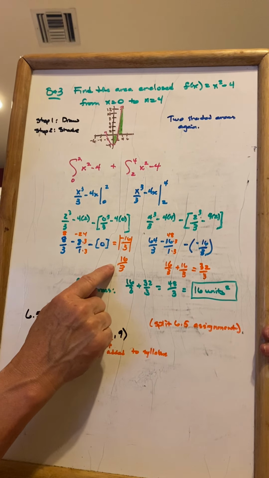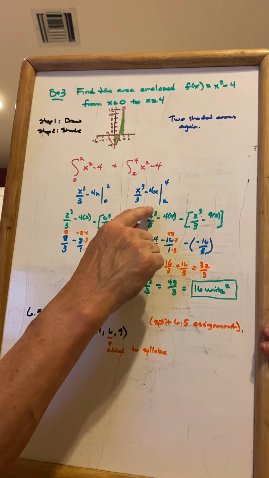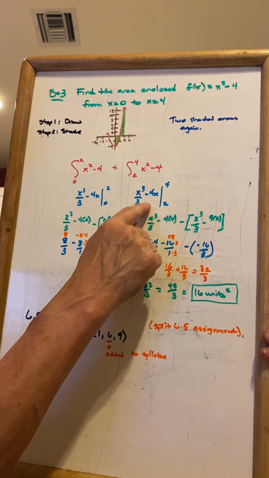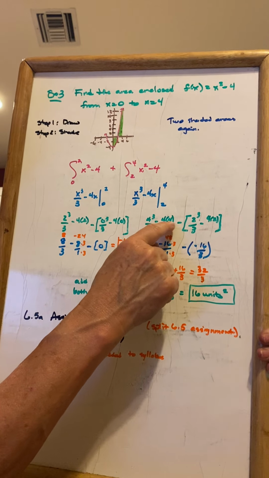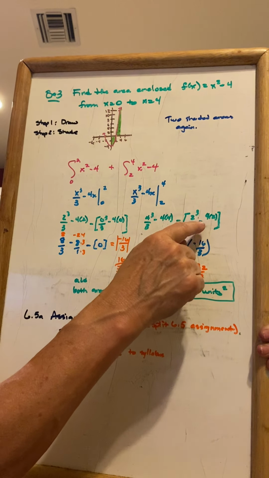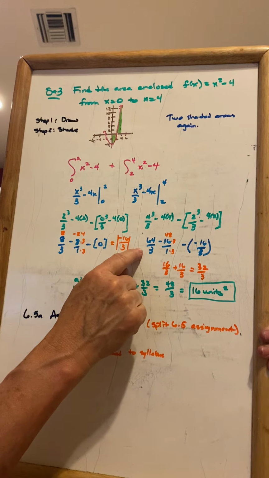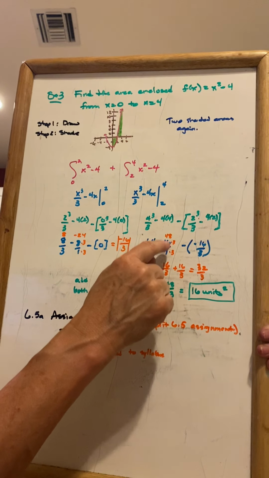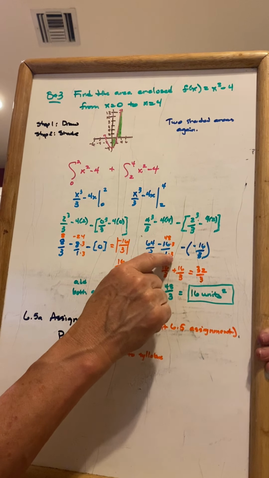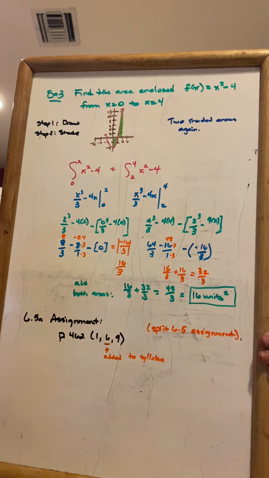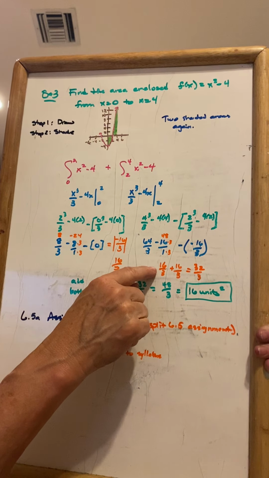All right, I'm going to go up to the blue over here for the second half. I already have it integrated, so I just put 4 in. So I have 4 cubed over 3 minus 4 times 4 minus the quantity of 2 cubed over 3 minus 4 times 2. 4 cubed over 3 was 64 over 3. 4 times 4 is 16 over 1. I know I have to have a common denominator, so I multiplied it by 3, and 3 times 16 is 48. Now, 64 minus 48 is going to be 16/3.